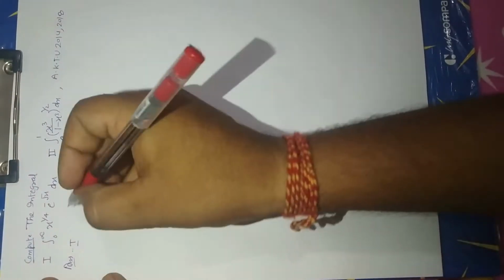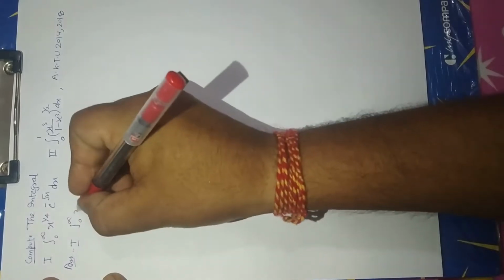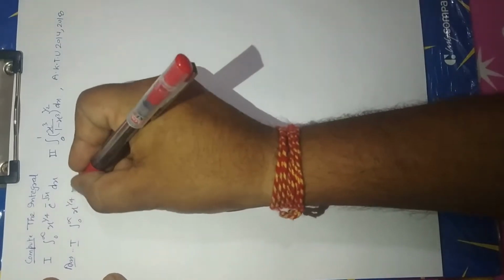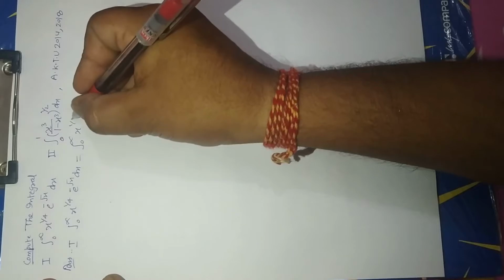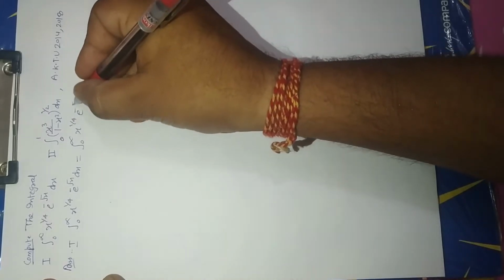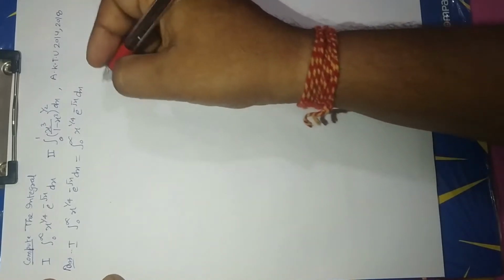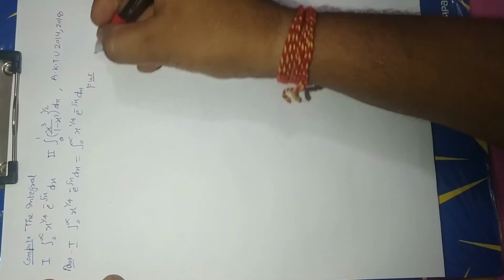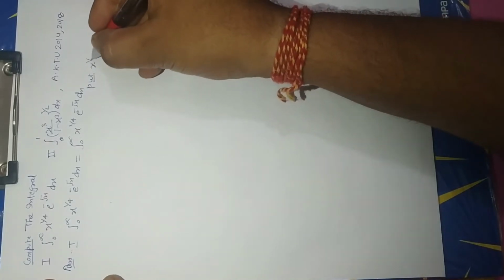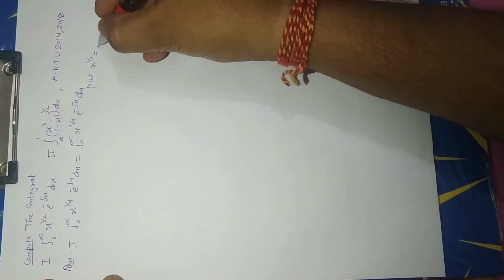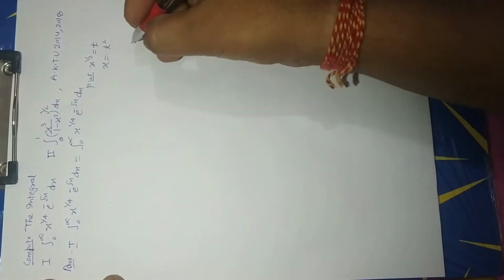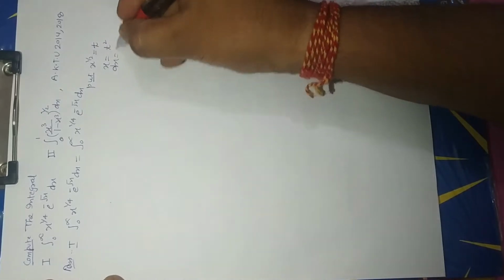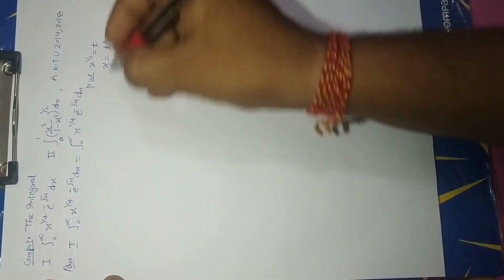Answer. First part: integral limit 0 to infinity x to the power 1 by 4 e to the power minus under root x dx equals integral limit 0 to infinity x to the power 1 by 4 e to the power minus under root x dx. Now put in this integration x to the power half equal to t. It is x is equal to t square. Now differentiating, dx is equal to 2t dt.